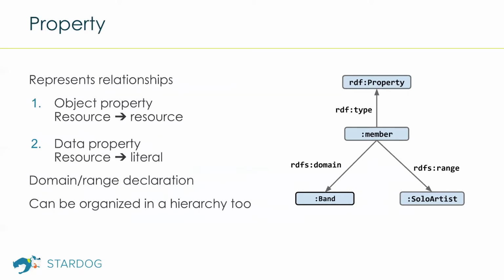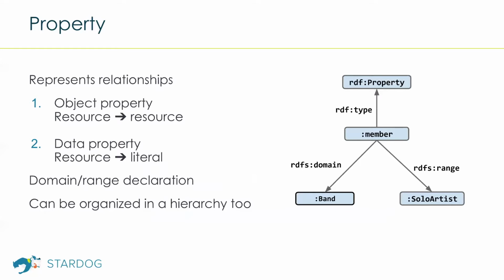Similarly, you have properties, and these represent the relationships. So your classes are for your nodes, and the properties kind of describe the edges. There's two different kinds of properties. You have an object property that maps a resource to another resource. So in this case, member is our property, and that links the solo artists to the bands that they're a member of. So those are both class types.